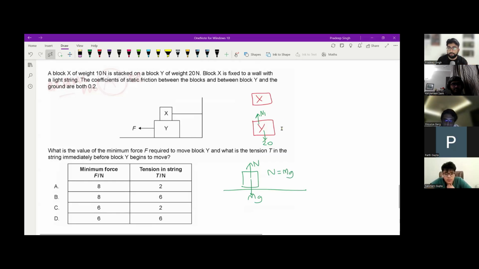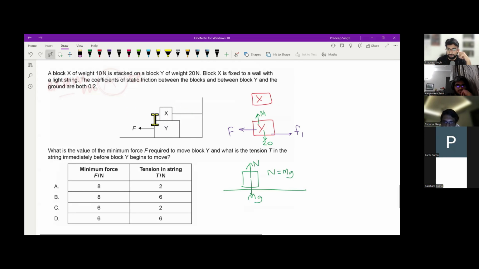What are the other forces acting on Y? The frictional force is acting rightwards. Okay, let's call that F1. Any other force? The F that they've given, the applied force. Okay. Any other force? Not on Y, I don't think so. Friction is leftwards, from the box.